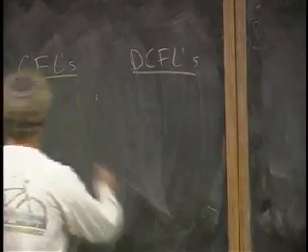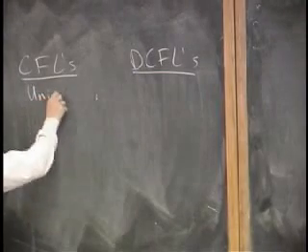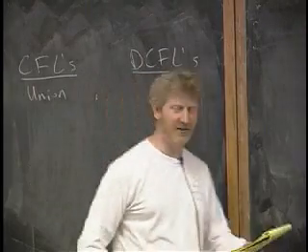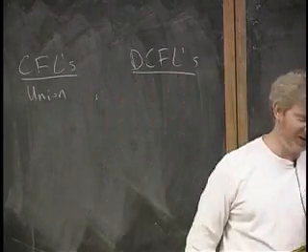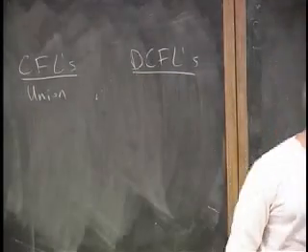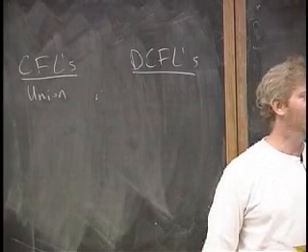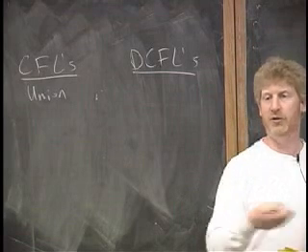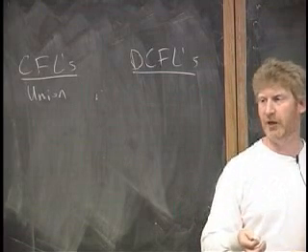Why are context-free languages closed under union? Union isn't on the sheet. I put it up on top. Yeah. See the little things I wrote in? It wasn't on the sheet. I don't know why. But why do you think they're closed under union? Convince me that if you give me two context-free languages, that I can union them together and get another context-free language.